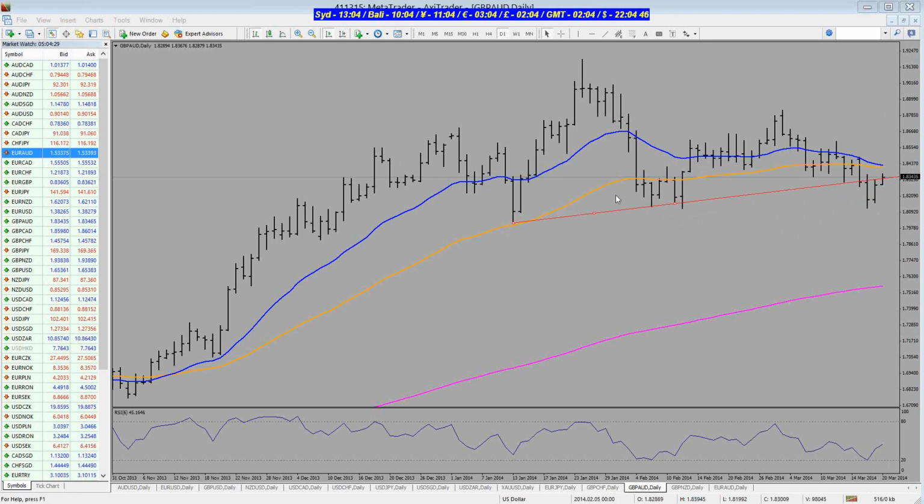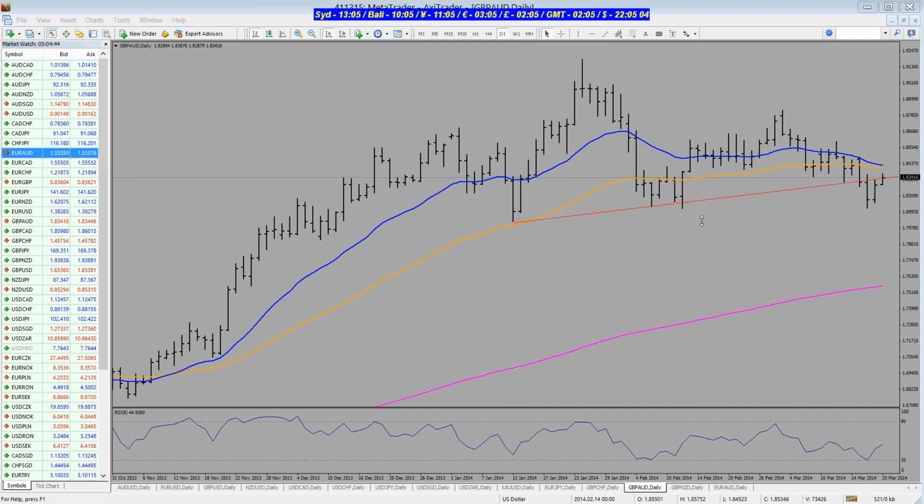Is this a head and shoulder pattern? Yes, a lot of the Aussie crosses have that kind of formation, and it certainly looks like a head and shoulder pattern. Will it prove to be a significant chart pattern in the future? It's hard to tell at this stage. I'm still bullish pound. Aussie, I'm ambivalent.